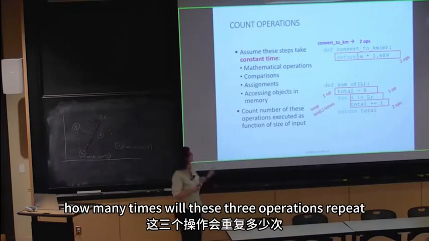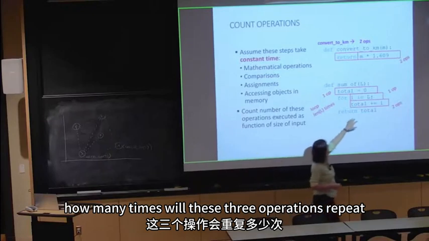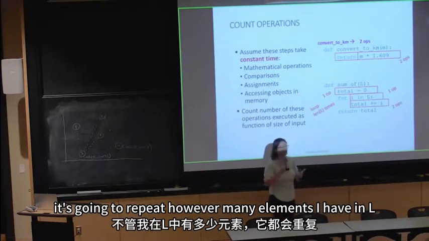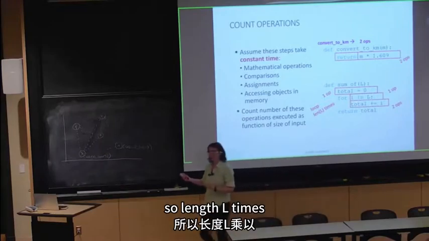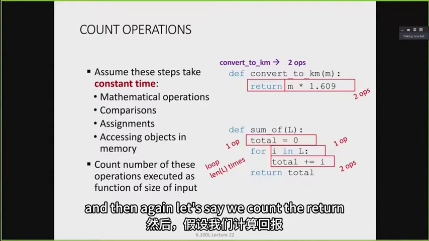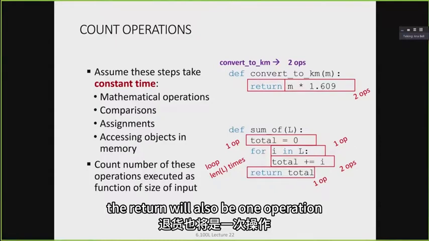How many times will these 3 operations repeat? This 1 plus these 2? Well, it's going to repeat however many elements I have in L. So length L times. Okay? And then again, let's say we count the return. The return will also be one operation.